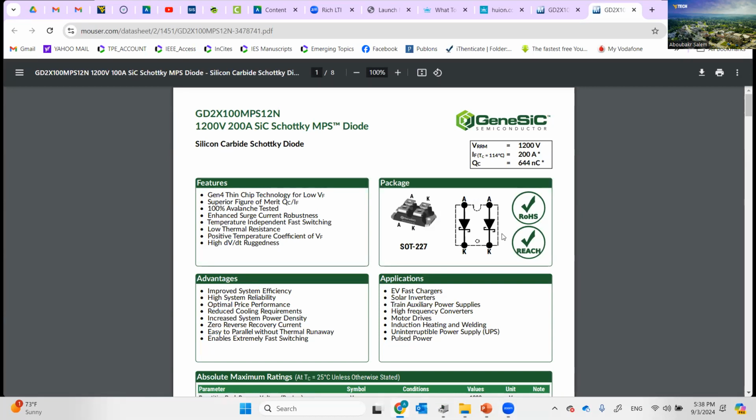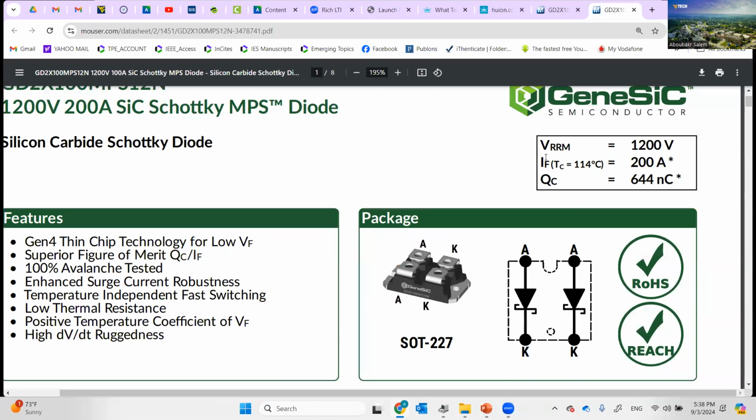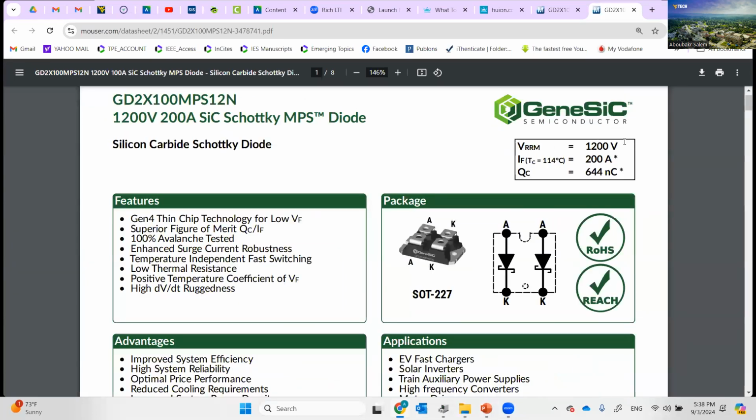So here, guys, we have two diodes together in the same die. As you can see here, we have VRRM, which is the maximum reverse voltage, 1200 volts. IF, the forward current, is 200 amperes, and the asterisk here means at a certain operating condition. QC is the charge of the capacitance of the diode itself. It's 644 nanocoulombs.